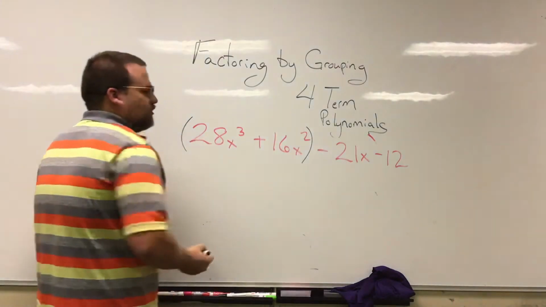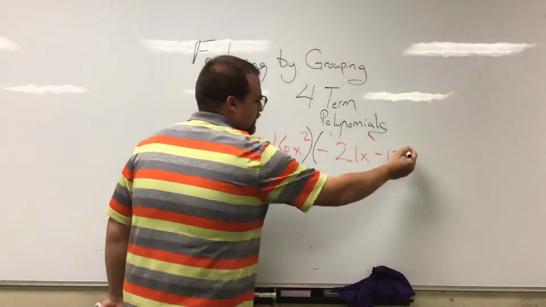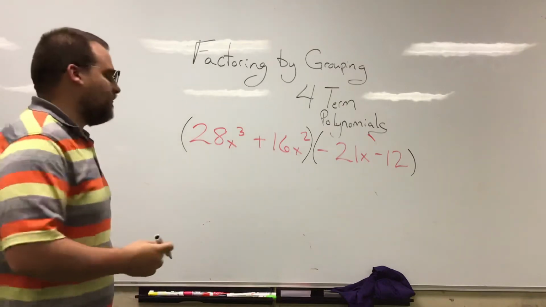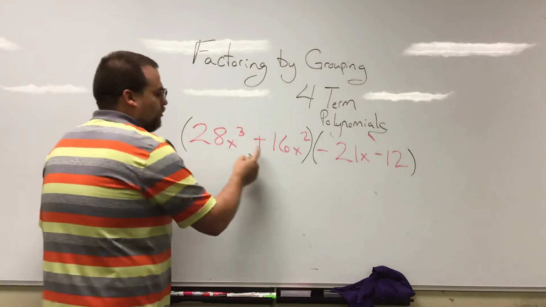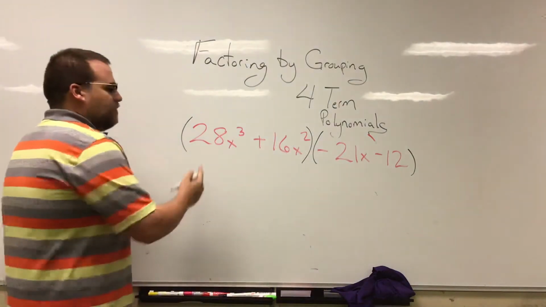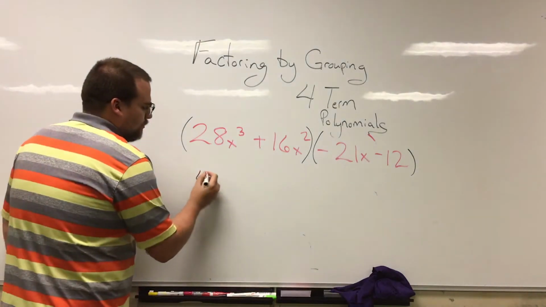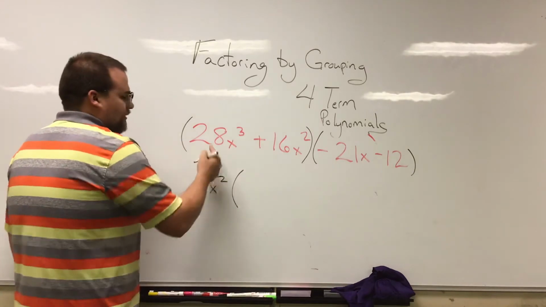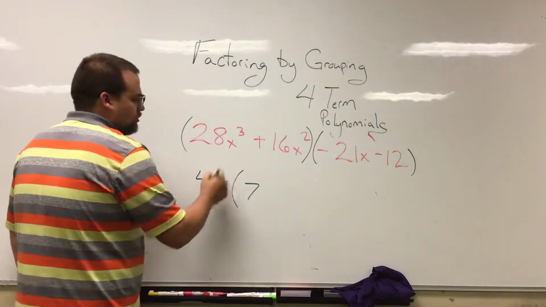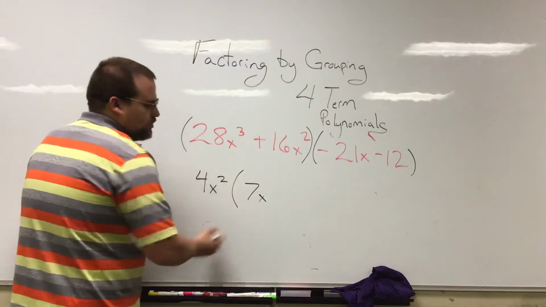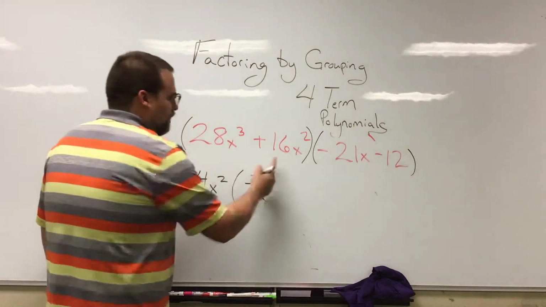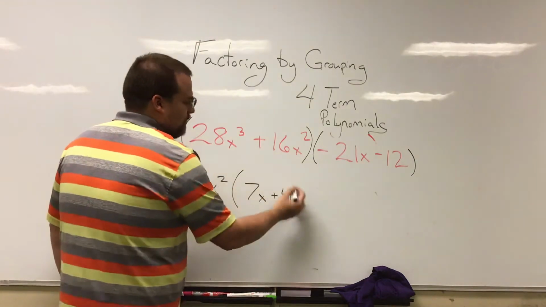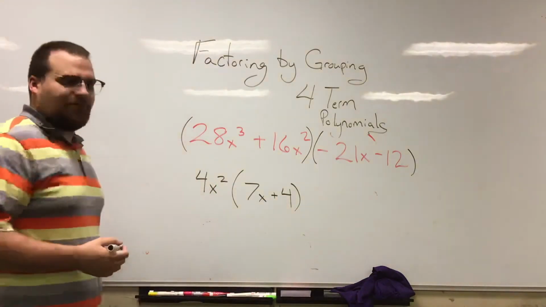Put those first two terms in parentheses, put the second two terms in parentheses, and then we look at each group to see what their greatest common factor is. 28x to the third, 16x squared. Both of these numbers are divisible by 4x squared. 4 out of 28 is 7. X squared out of x to the third leaves just 1x left over. 4 out of 16 is 4, and x squared out of x squared leaves no variable left.